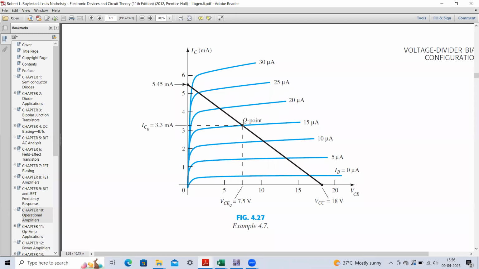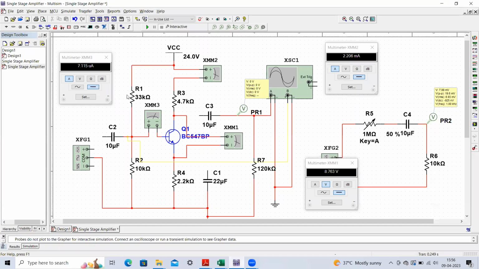If it is near the cutoff region or the saturation region, then you cannot properly design your amplifier. We have to remember that in the saturation and cutoff modes, it can act as a switch. But to make it an amplifier, we need the Q point to be in the middle of our active region. So I have taken these values so that the DC operating point of this transistor is in the middle section.